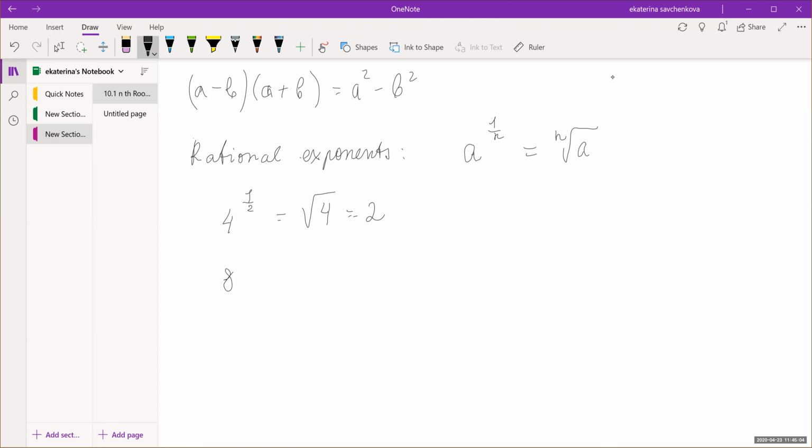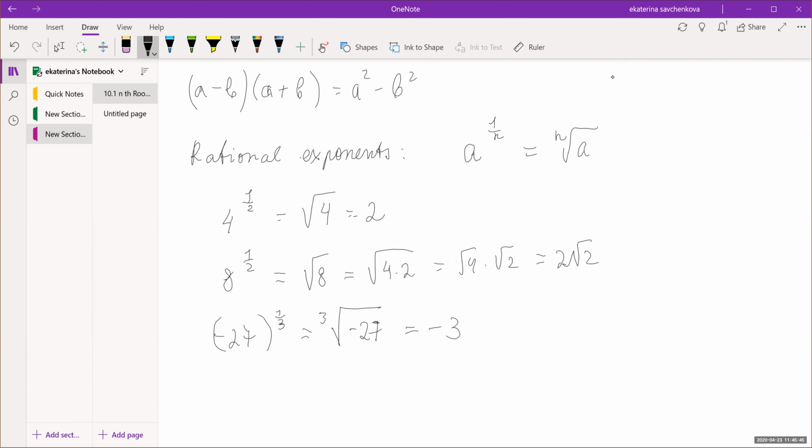Right, 8 to the power of 1 over 2 is going to be a square root of 8, which can be represented as a square root of 4 multiplied by 2, or a square root of 4 by square root of 2, which is going to give me 2 square roots of 2, right? And minus 27 to the power of 1 over 3 is going to be a cubic root of negative 27. Oh, that's not square root, cubic root, let's say, sorry. We cannot extract square root of negative 27, right? I'm going to fix it to cubic root of negative 27, which is going to be minus 3, right?